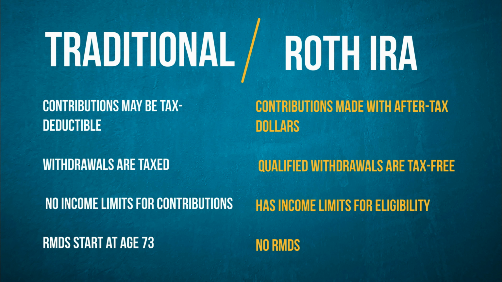Quickly though, the main differences between a Roth IRA and a traditional IRA are in tax treatment, income limits, and withdrawal rules. Roth IRA contributions are made with after-tax dollars, and qualified withdrawals are tax-free, while traditional IRA contributions may be tax-deductible, but withdrawals are taxed. Last main difference is that Roth IRA have income limits for eligibility and no required minimum distributions, whereas traditional IRAs have no income limits for contributions but require minimum distribution starting at age 73.